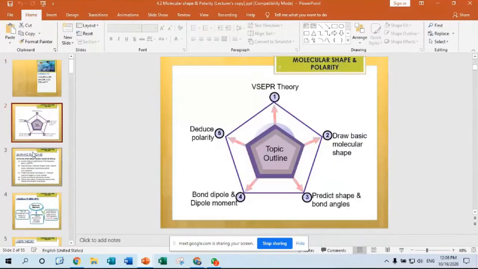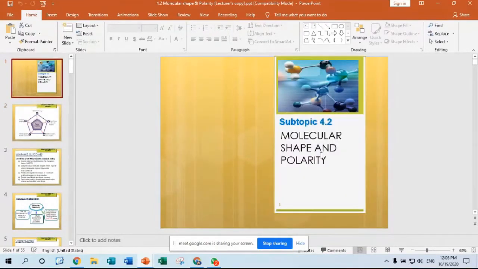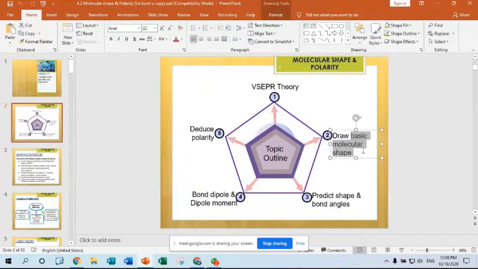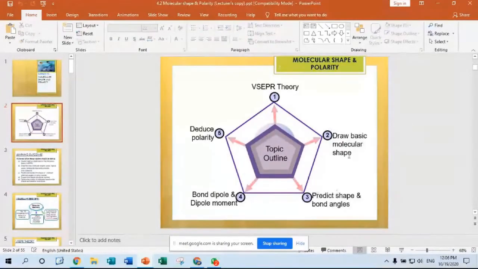As I told you all before, we must know how to draw the Lewis structure, then only can we proceed to molecular geometry and polarity. Molecular geometry and molecular shape are the same. So in this part, we must know what valence shell electron pair repulsion theory is. Draw the basic molecular shape. The basic shapes are linear, trigonal planar, tetrahedral, trigonal bipyramidal, and octahedral. If there is no lone pair, the shape stays the same. If there is a lone pair, the shape and bond angle are different. After we successfully draw the molecular geometry, we can proceed to show the bond dipole and predict the dipole moment. Then only can we deduce the polarity.